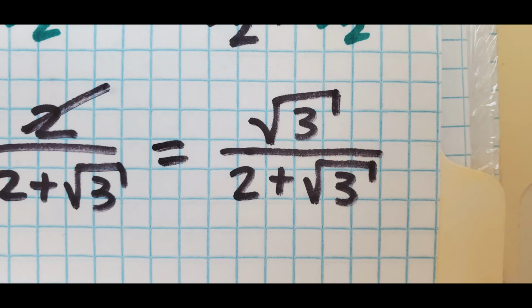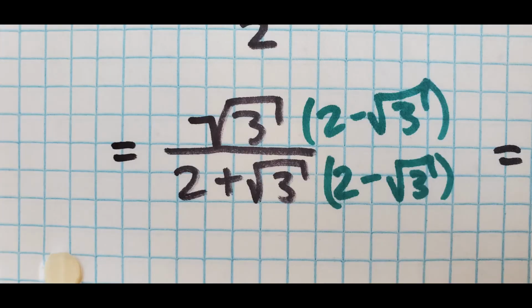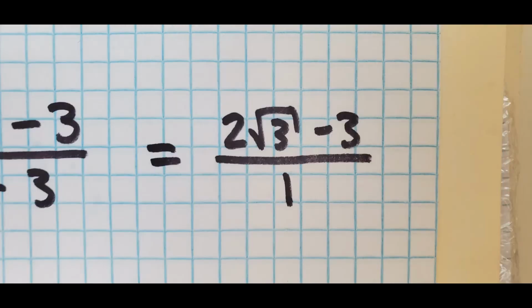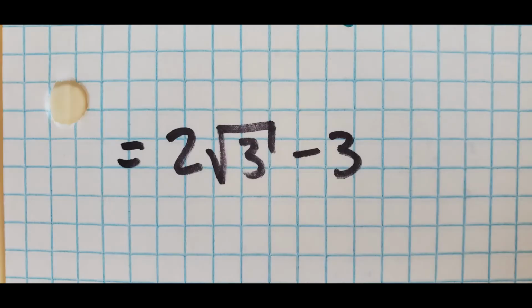We can't have a radical on the bottom of our fraction, so we multiply it by the conjugate of the bottom. And if we do that, we should end up with this. And you can FOIL that, and you should end up with this. And then on the bottom, we get a 1. So everything on the top is going to be our answer. So our final answer should be 2 root 3 minus 3. So that's what we should get for an answer.